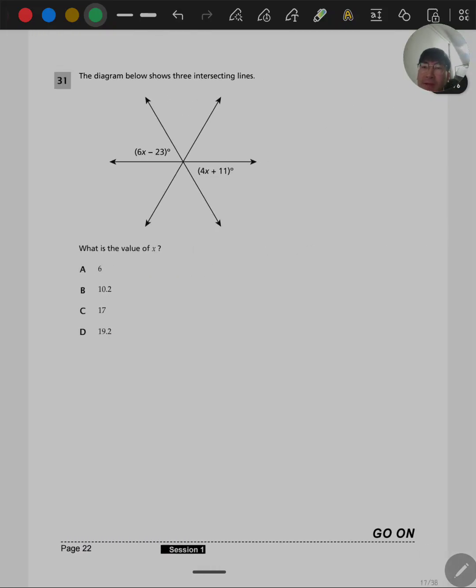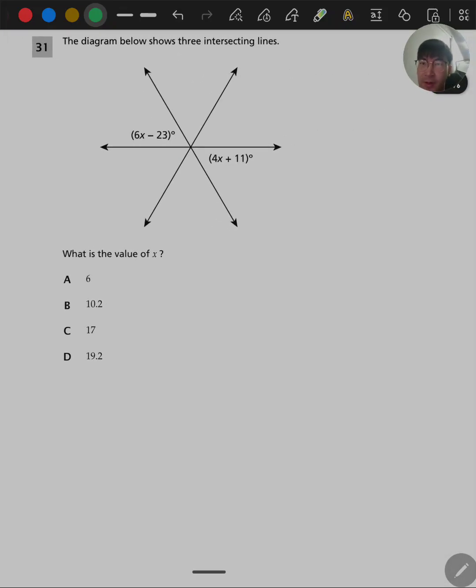Great. Next, 31. Ooh, more geometry. Okay, so what is the value of x here? All right, so what topic is this testing you on? Main one is vertical angles, okay? Vertical angles are congruent. That's just a fancy way of saying equal in measure, okay? So equal. Okay, how do you determine what vertical angles are?